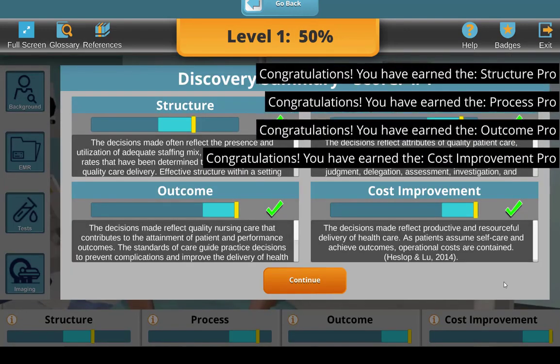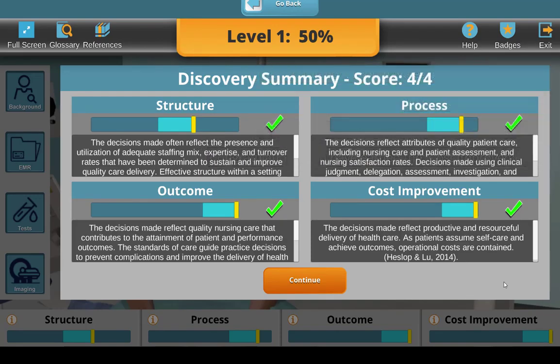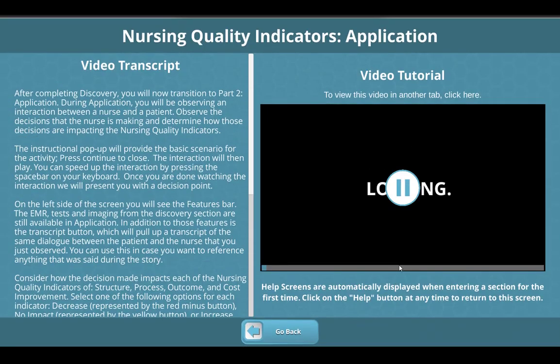Okay. So we have now completed the discovery phase in level 1. You can see, again, a nice debrief, a summary. We see our score on everything. And now we can continue on to the application phase.